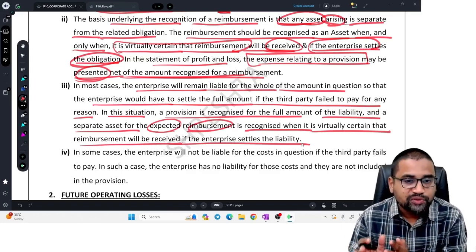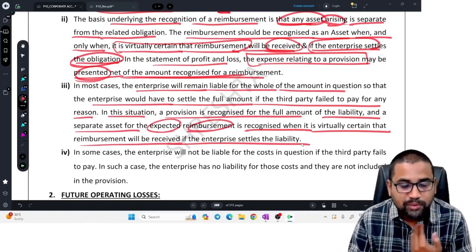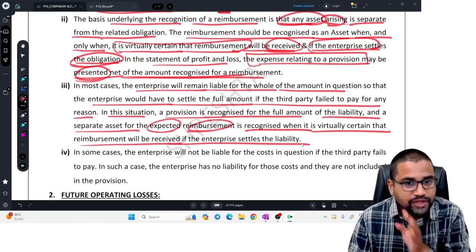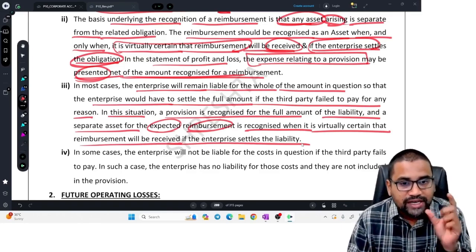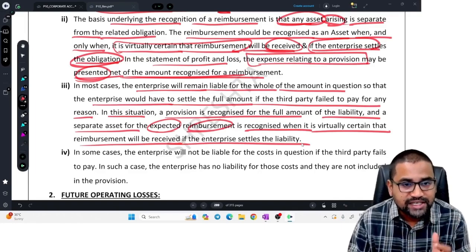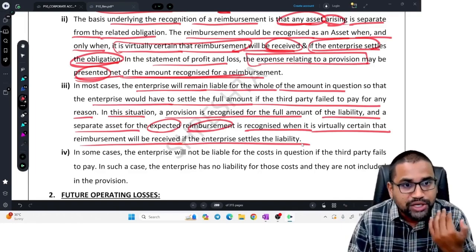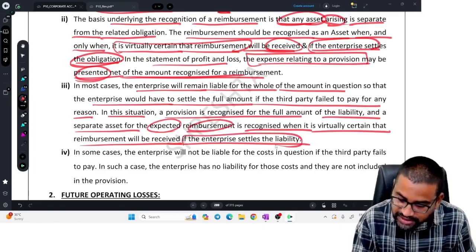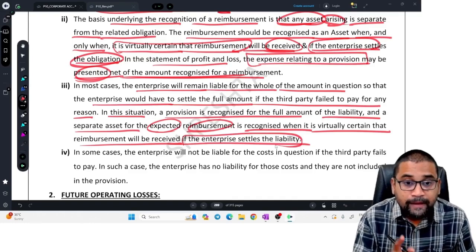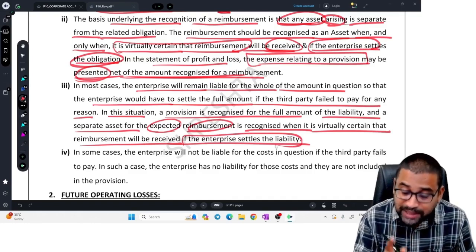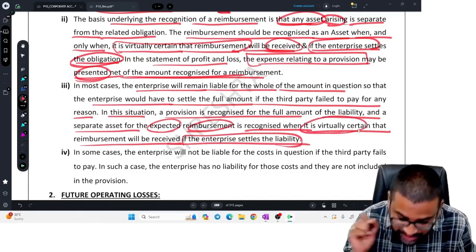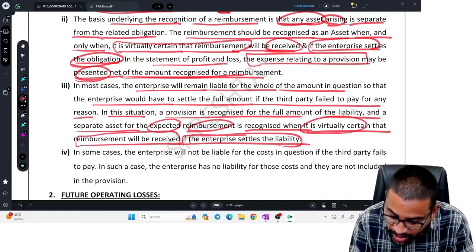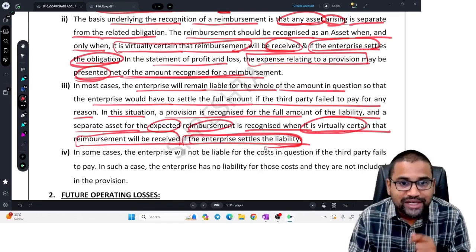So we create a provision. We don't know whether the amount will come or not, we are not sure, but we are expecting that some amount is going to be received. Therefore, create the full provision, and this reimbursement amount you recognize as an asset only when it is virtually certain that you are going to receive it, and if the enterprise settles the liability. Remember, you have to recognize the reimbursement amount as an asset only if it is virtually certain that reimbursement will be received, and if the enterprise settles the liability. You have to settle the liability.